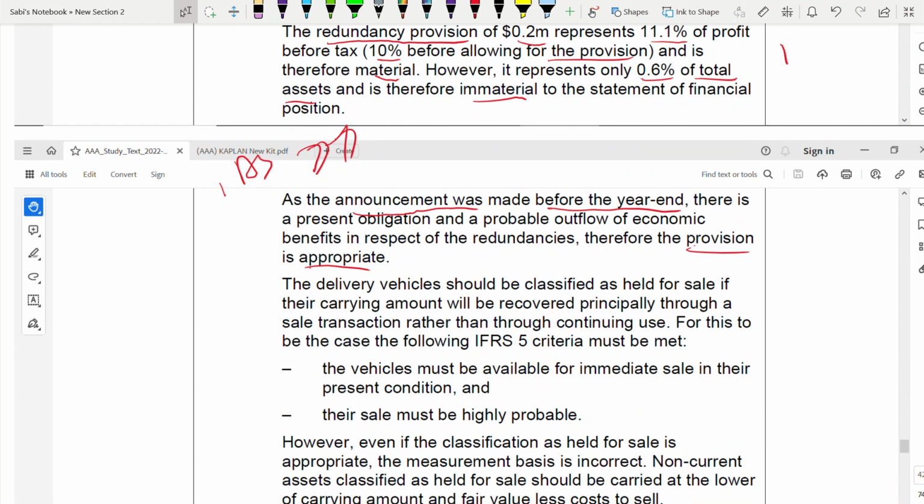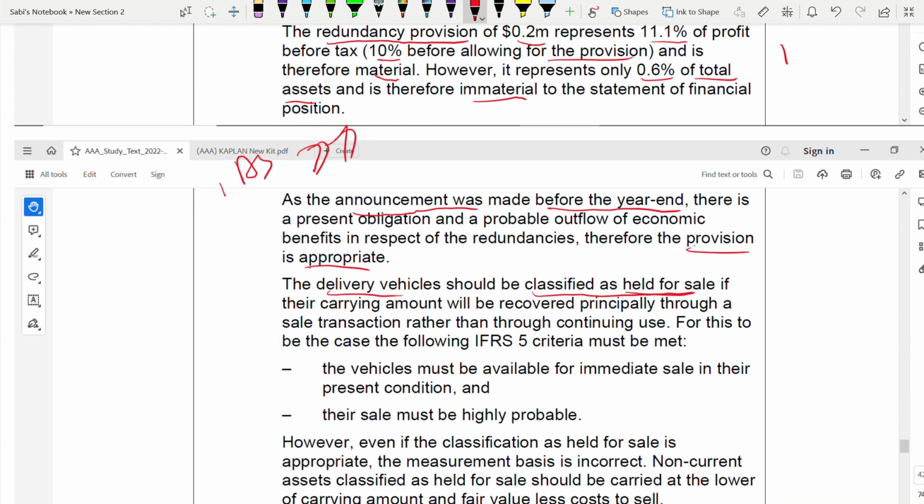But the delivery vehicles, okay, when you're checking the delivery vehicles, they should be classified as held for sale. Why? They should be classified as held for sale if their carrying amount will be recovered through sale rather than through use. And that's what you're doing. You're selling them, no? You're not keeping them. That also within less than 12 months. Within 12 months, you're selling. So that's why it has to be classified as held for sale.